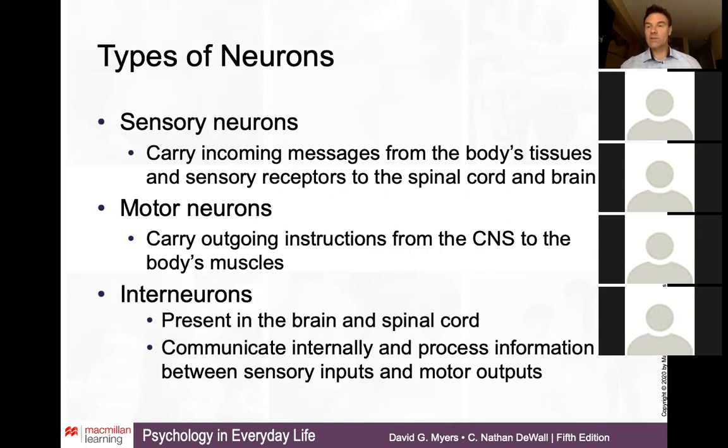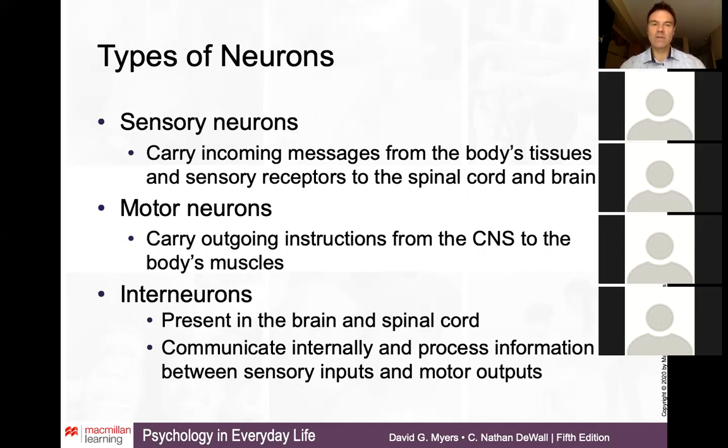And then when I touch the cup and I say, oh, I can sense that the tea in my cup is cold because of the temperature, then that is communicated through sensory neurons. And then the interneurons, of which the brain is plentiful, are present in the brain and the spinal cord, communicate internally and process information between sensory inputs and motor outputs.